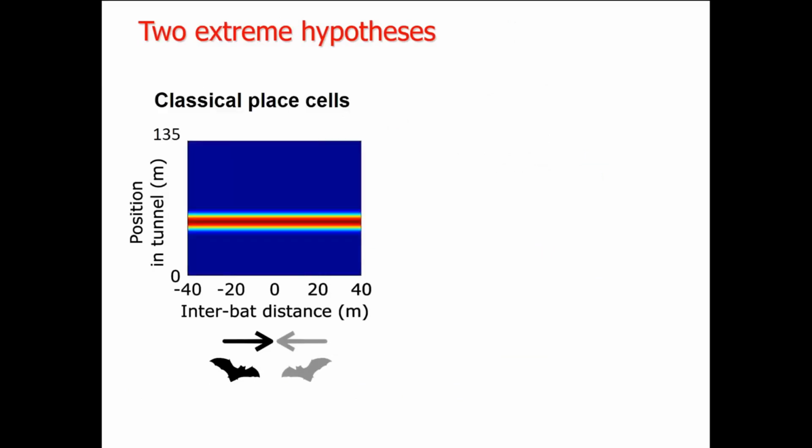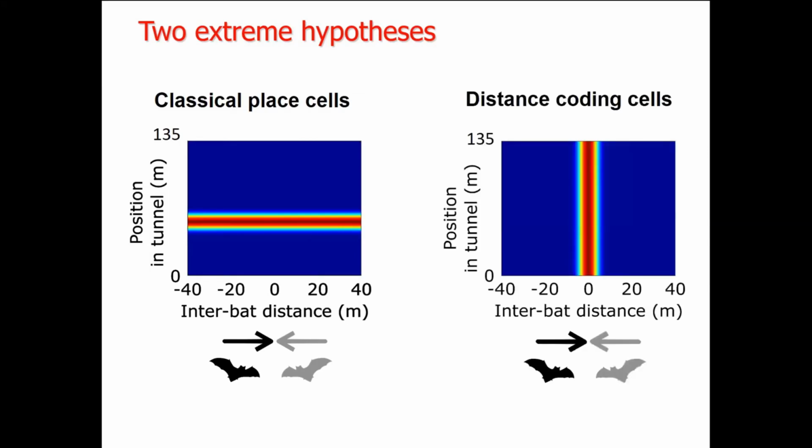If these are two hypothetical possibilities, if it's a classical place cell, then if we plot the firing rate of the neuron, red is high firing rate, versus position and interbat distance, we expect to see something like that. This is a classical place cell that has one place field. Of course, if it has several place fields, it'll have several of these bands, but they will be horizontal. There will be no modulation as a function of distance if this is a classical place cell. On the other hand, if this is a distance coding cell, you might expect to see something like that, let's say at distance 0 or some other distance.